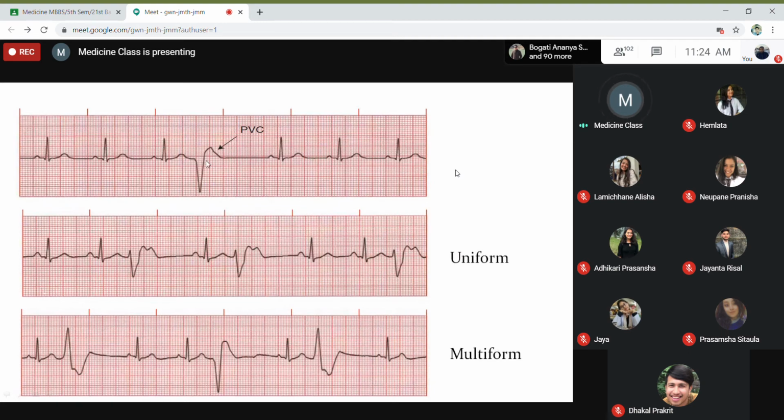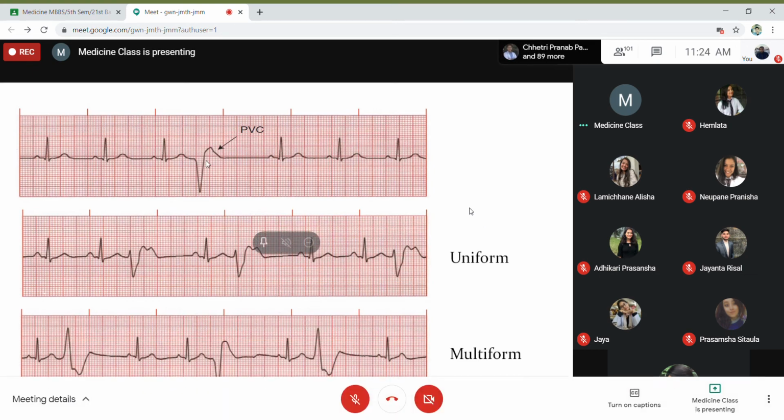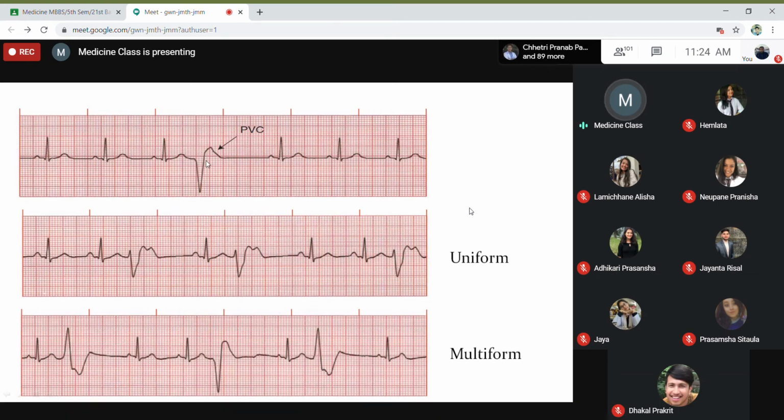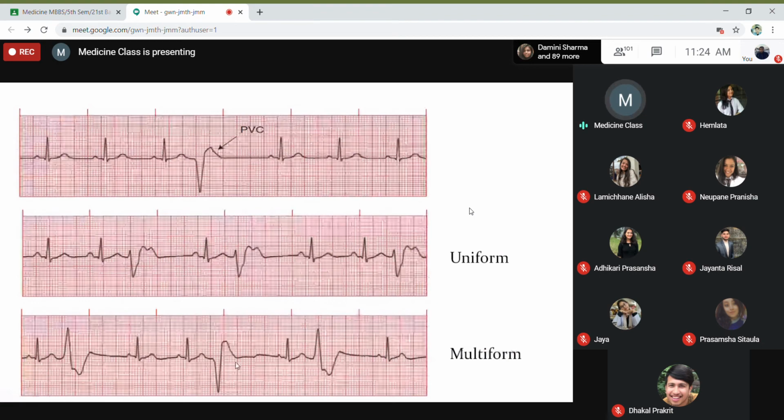So this is the PVC. Okay, so this is uniform, but this is multiform. See, this one is a different morphology, and this one is a different morphology. So this is multiform.